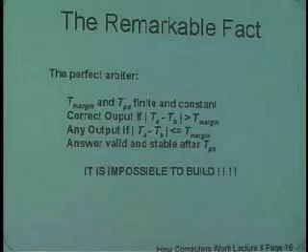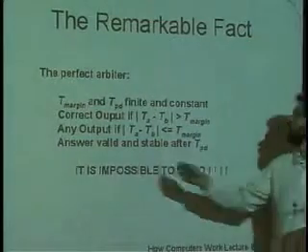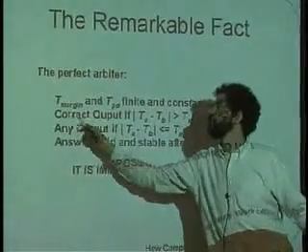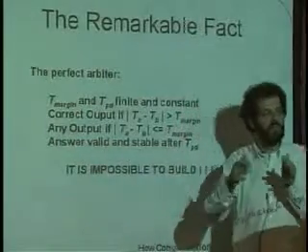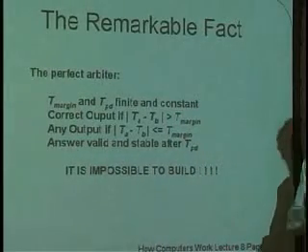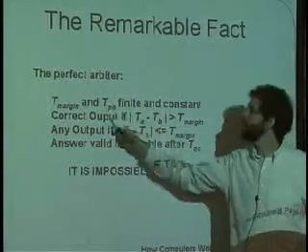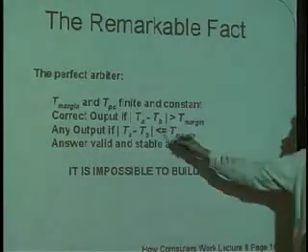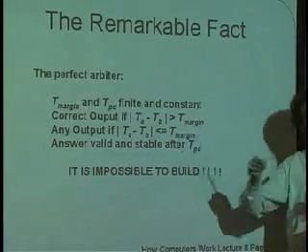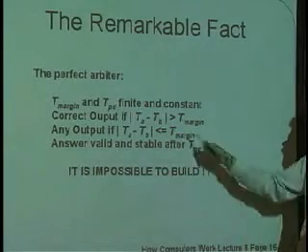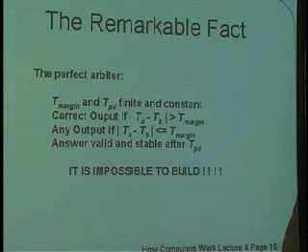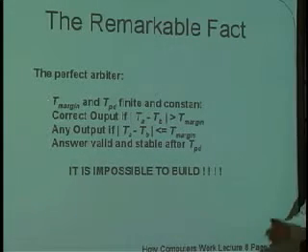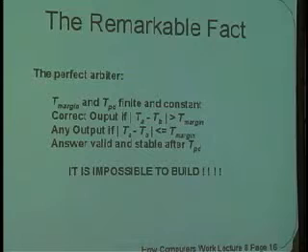Here's the formal definition. First of all, we have a constant called t sub margin, which is the amount of accuracy that we demand. Furthermore, we have a finite thing called t sub pd, which is the propagation delay of the arbiter. And we say that if t sub a minus t sub b, the difference in arrival times of events A and B, is greater than t sub margin in absolute value, so if one is before the other by more than t sub margin, we insist that the output be correct.